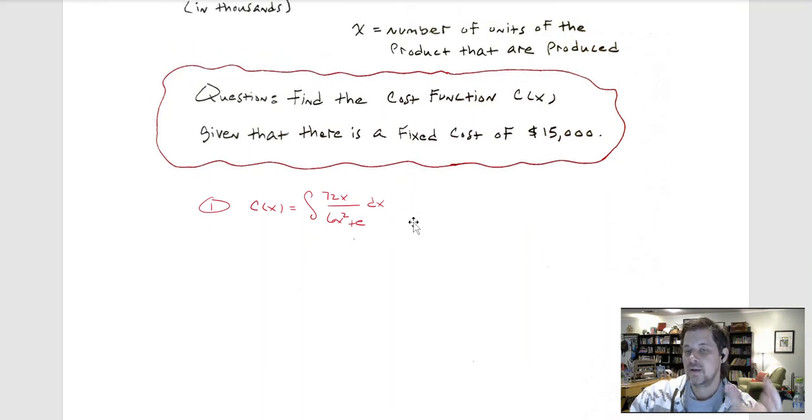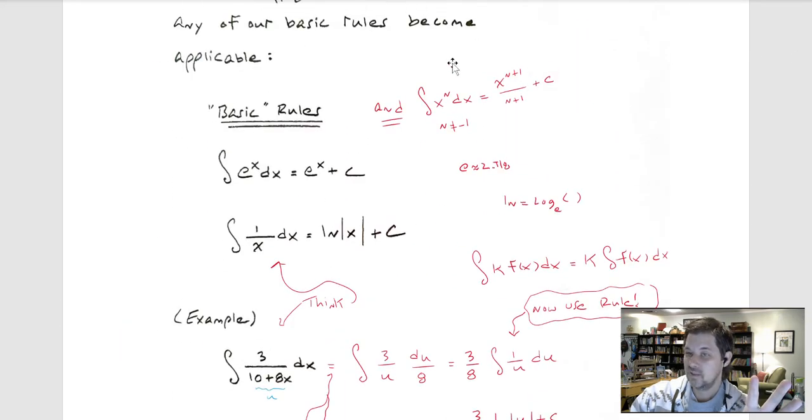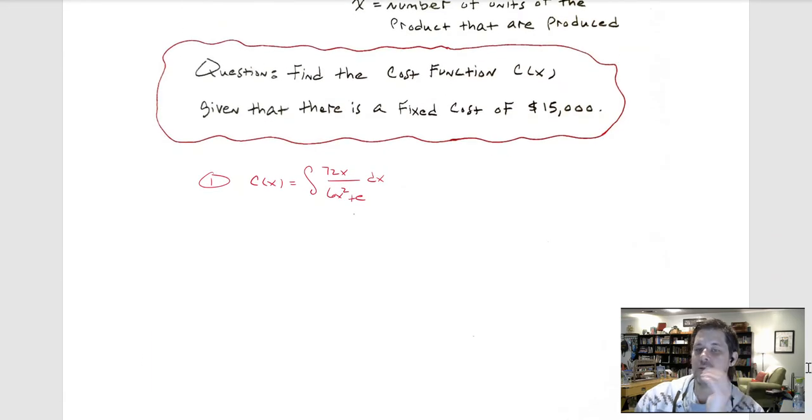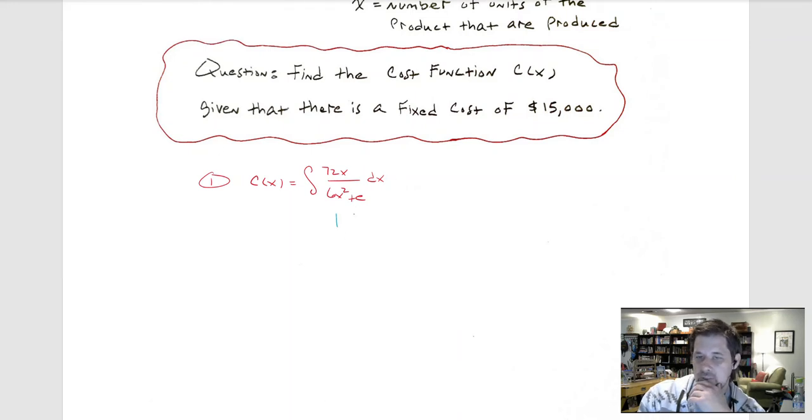And that will involve reducing this down to one of the basic rules. Okay, like this one, or this one. And this is the one I think it's going to be. 1 over x dx. Antiderivative of that is natural log absolute value of x plus c. I think it's going to be this last one. Let me show you why I think that. So let's do like this. To solve this, we're going to use u-substitution.